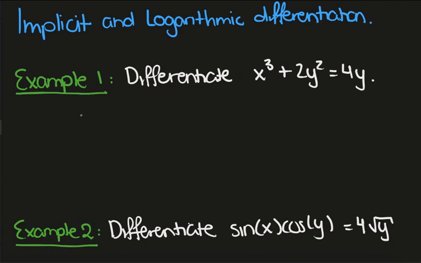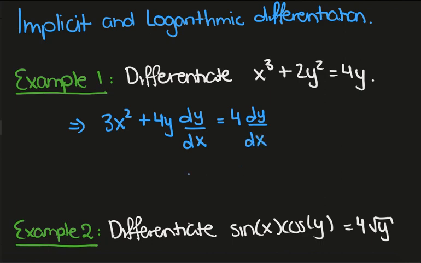So what we'll do is differentiate x cubed normally, we'll get 3x squared. We'll differentiate 2y squared as usual, we'll get 4y. But since we differentiated with respect to y, we'll tack on dy dx. And on the right hand side we'll have 4 and the derivative of y is 1, but with a dy dx on the end. And then we simply collect all the dy dx terms onto one side.